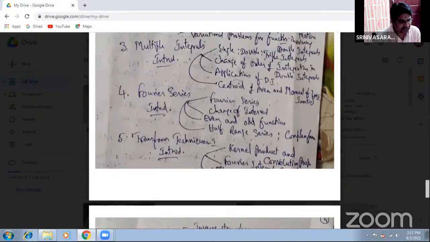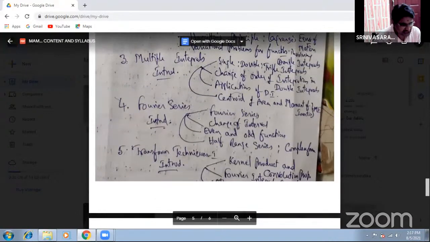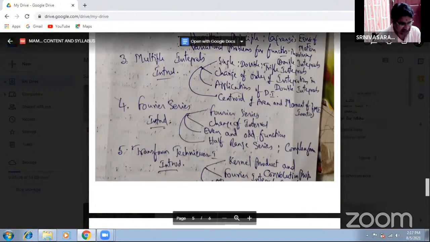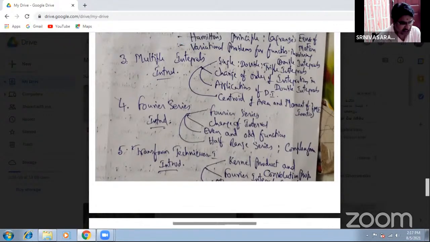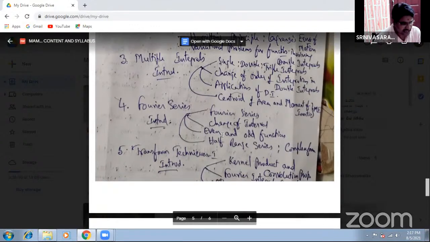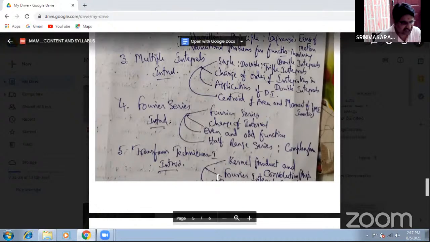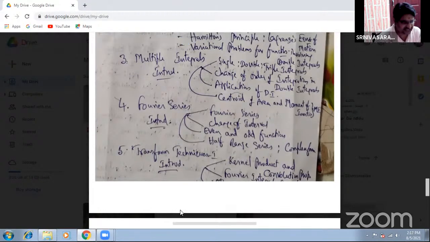Now this is the Fourier series. First of all, what is the concept of introduction here? Fourier series, change of intervals. Change of intervals means integral from A to B, the closed interval of the path. How to change intervals, and what is an even function and what is an odd function. Suppose an odd function is f of minus x equals minus f of x, and an even function is f of minus x equals f of x. The even and odd functions are also explained here in the Fourier series.